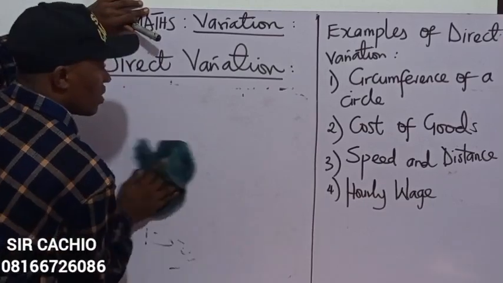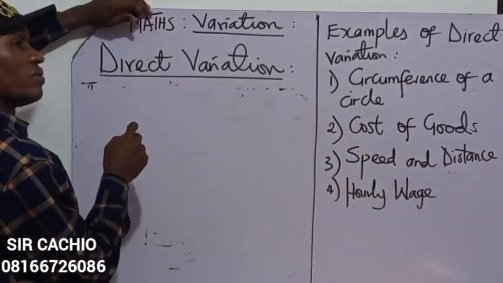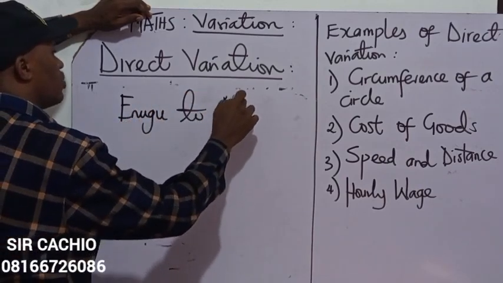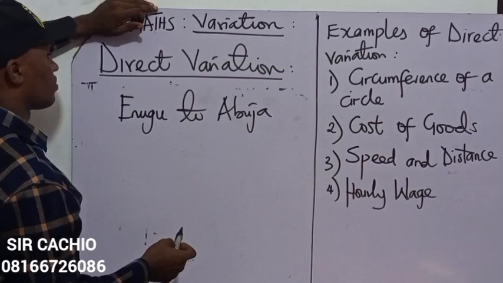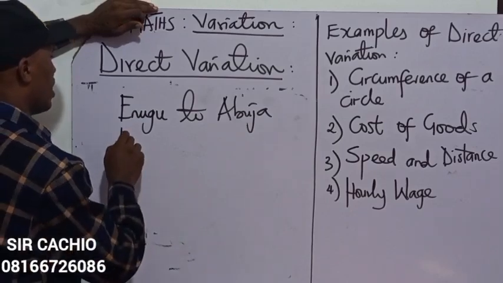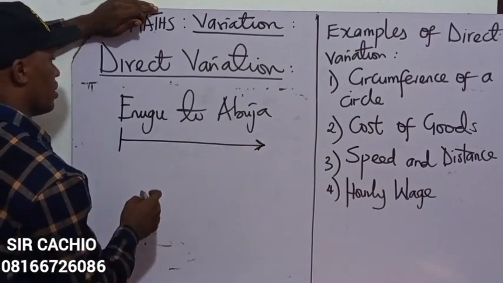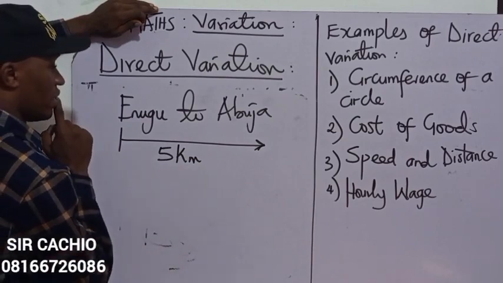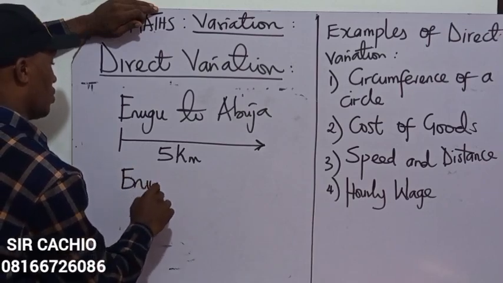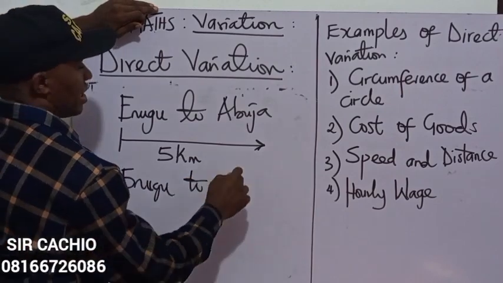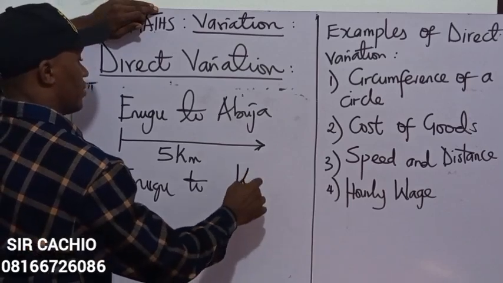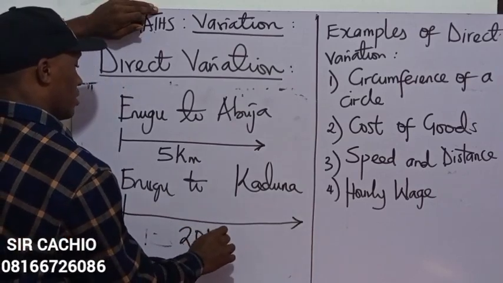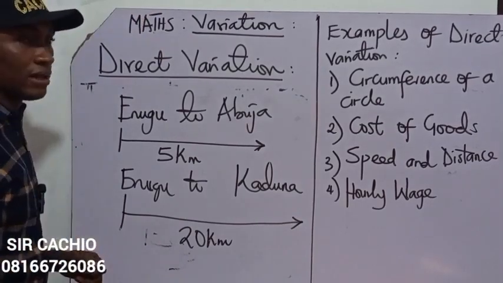The next one is the speed and the distance. If I'm to travel from Enugu to Abuja, for example, and it's going to take me 5 kilometers, then to travel from Enugu to a place, let's say Kaduna, it's going to take me 20 kilometers, because Kaduna is farther.